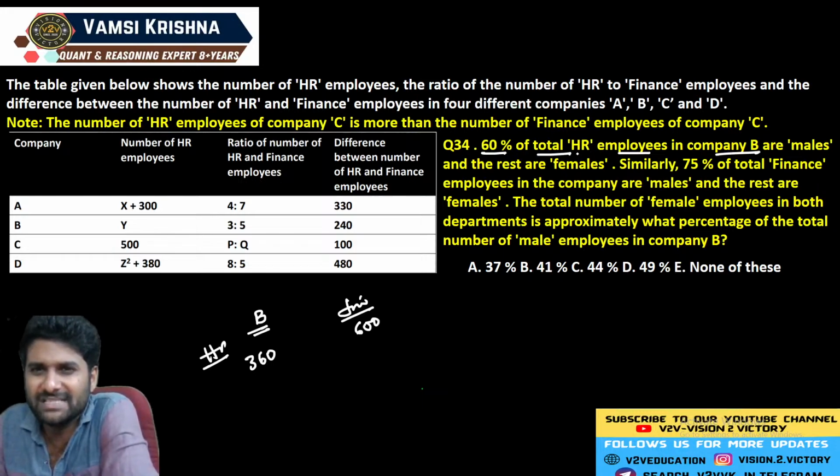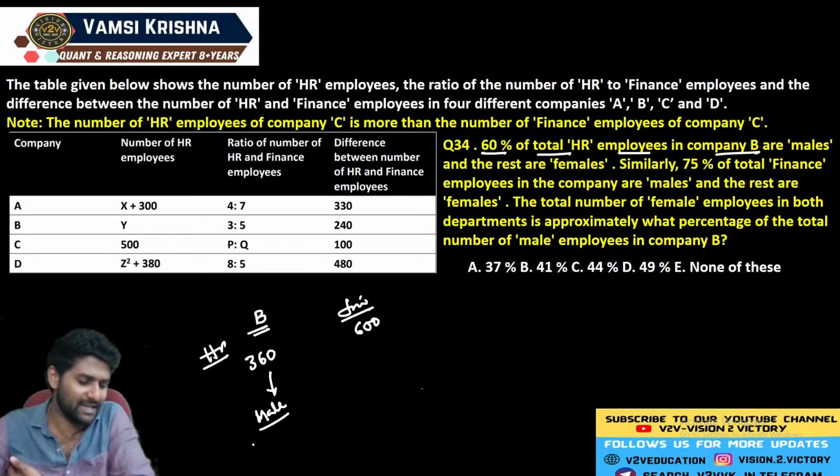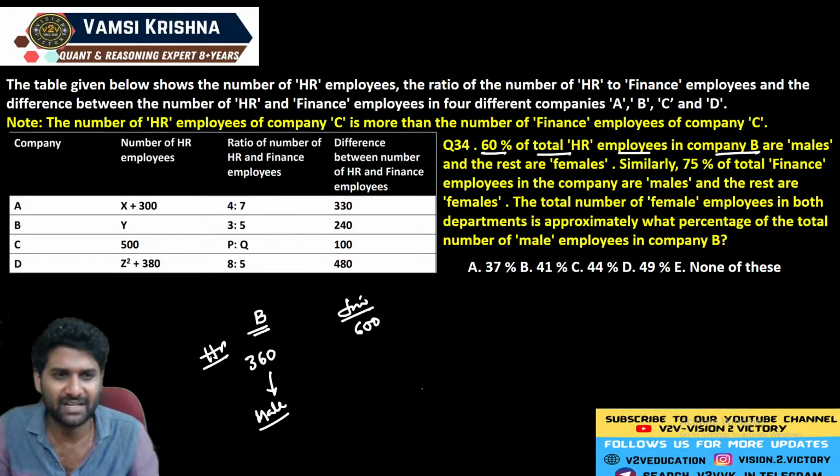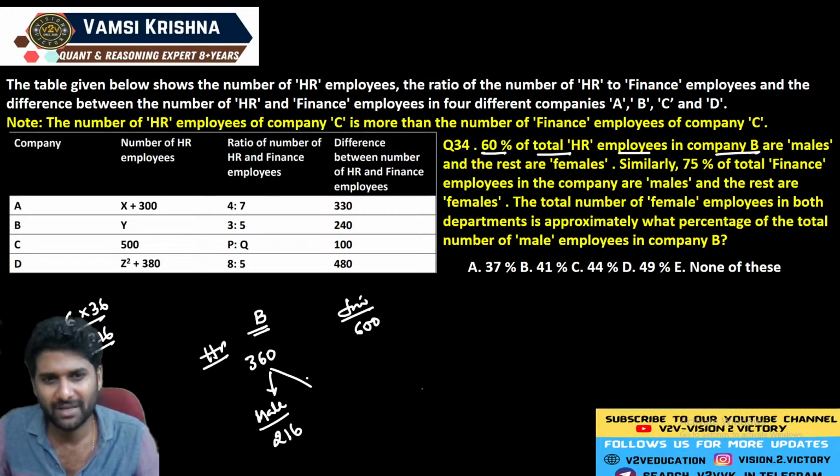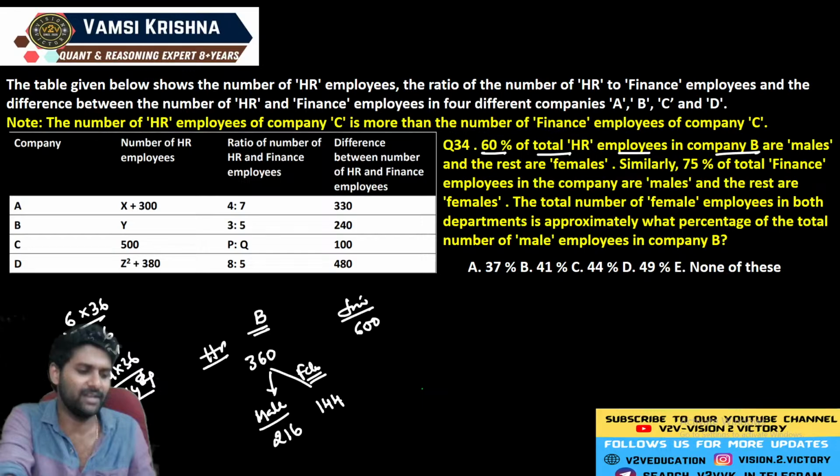Now see, 60% of total HR employees in company B are males. 60% of 360, guys. 60% means 6 multiplied by 36, which is 216 people. 216 people are males. Definitely the number of females should be the remaining value, which is 144. Number of females are 144.